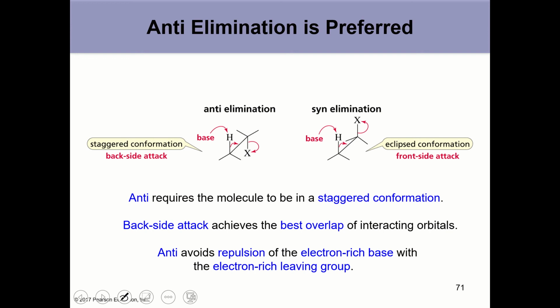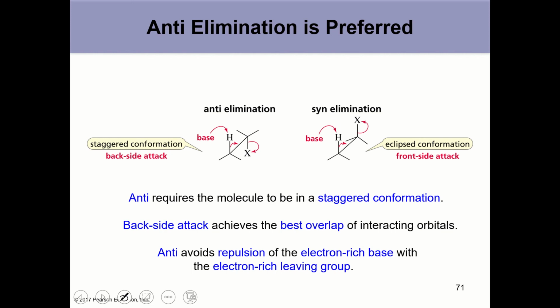Anti-elimination. For an E2 reaction, anti-elimination is preferred. So that means that the base removes the proton on the opposite side of the molecule, or 180-degree angle to the X. So basically, we would call that anti. Do we have a special name for that? Okay.